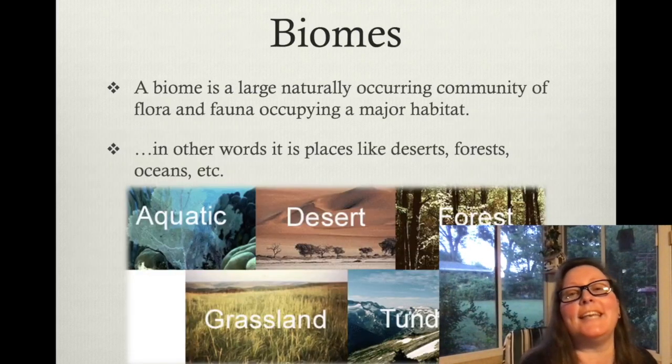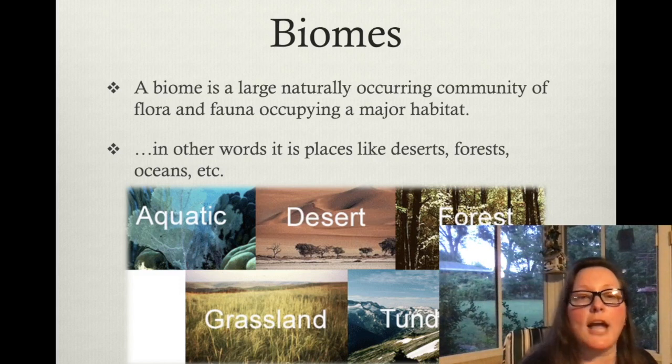So a biome is a naturally occurring community of flora and fauna. Flora would be the plants, fauna would be the animals, occupying a major habitat. So biomes are going to be things like deserts and forests and oceans and stuff like that.